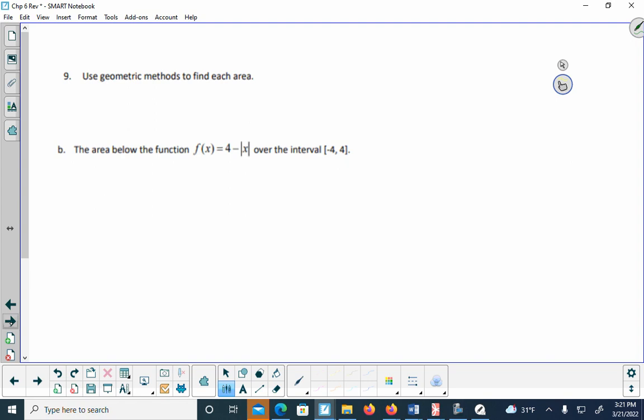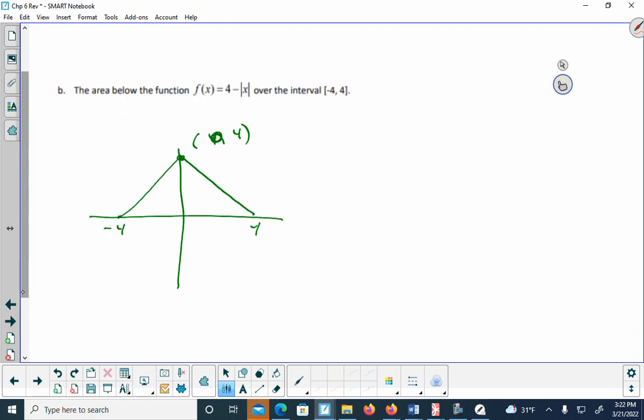The next one was 4 minus the absolute value of x. So when I sketch that, this is negative 4, this is positive 4, this is the place where it's 0, and this point here ends up being 4. I'm going to do this triangle first. Actually, I can just do one big triangle. I think the base is 8 and the height is 4. I'm going to get 16. If I were to divide it into two triangles, it's still going to be the same answer.